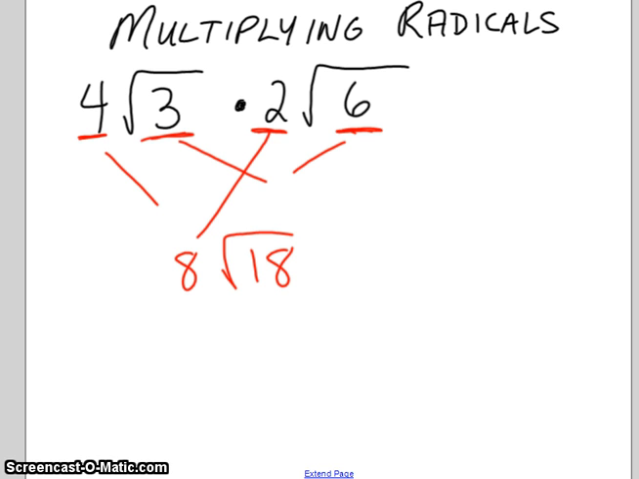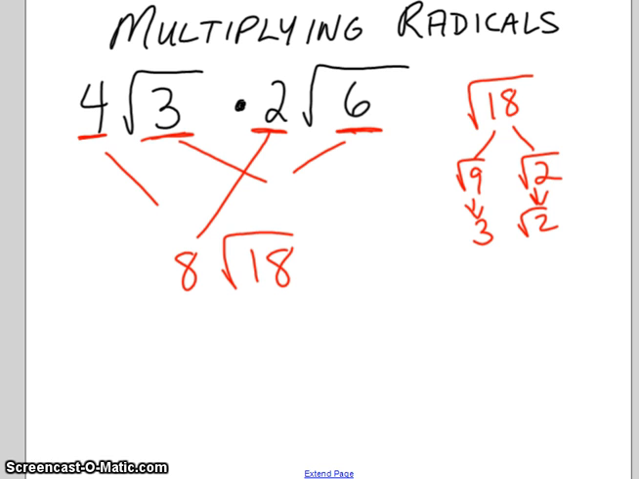If your radicand is a prime number, you're finished. But if it's not, you may need to check to see if you can simplify it. So the square root of 18, I'm going to do this over here, just so I have room. Is there a perfect square that goes into the square root of 18? Yep, square root of 9. 9 times 2 is 18. Square root of 9 is 3, and we have the square root of 2. So we have 8 times 3 square root 2, which is 24 square root 2.